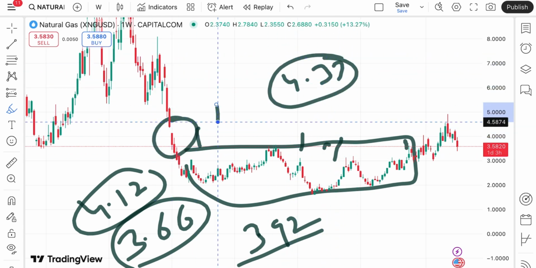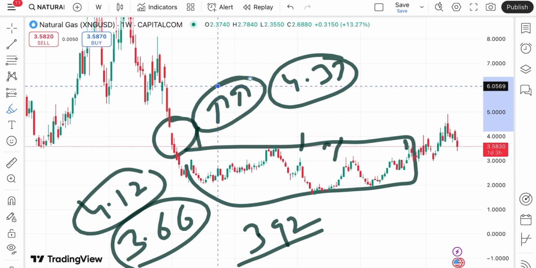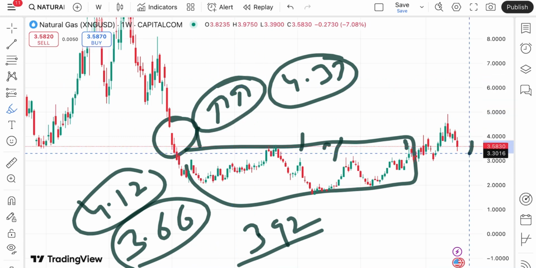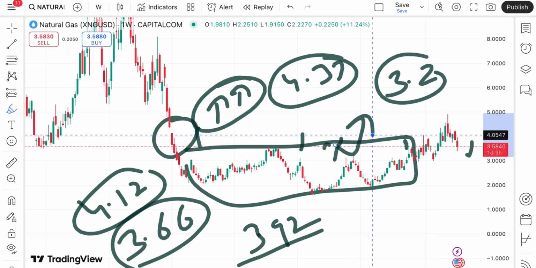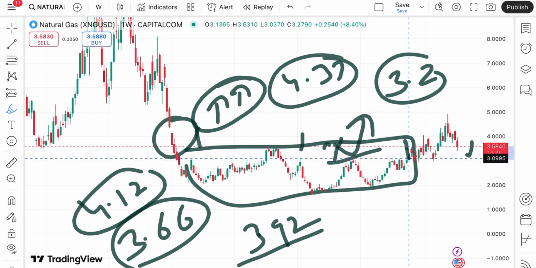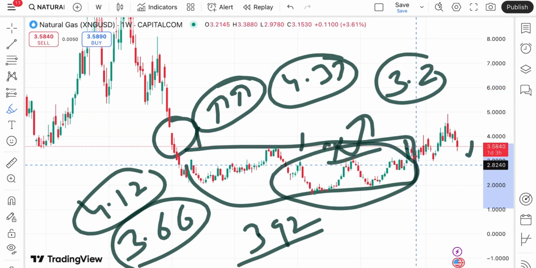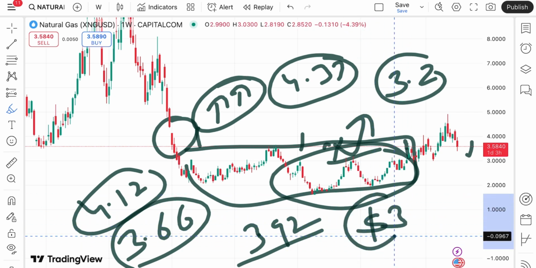Okay, and if that sustains, a further upside we can see. But if the price starts falling below this level, we can see a level of 3.2, and from there a bounce back can come from this level. But if it starts falling below this level, it will move in this zone, so it can move towards $3.